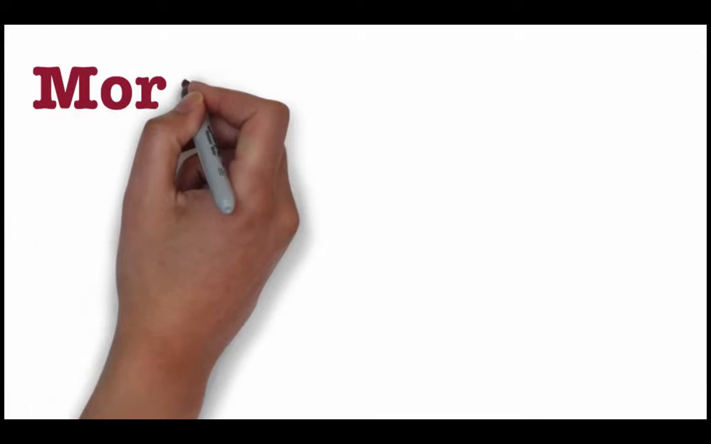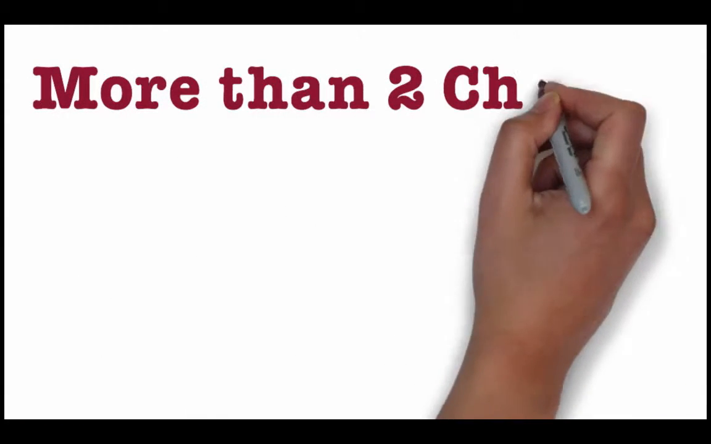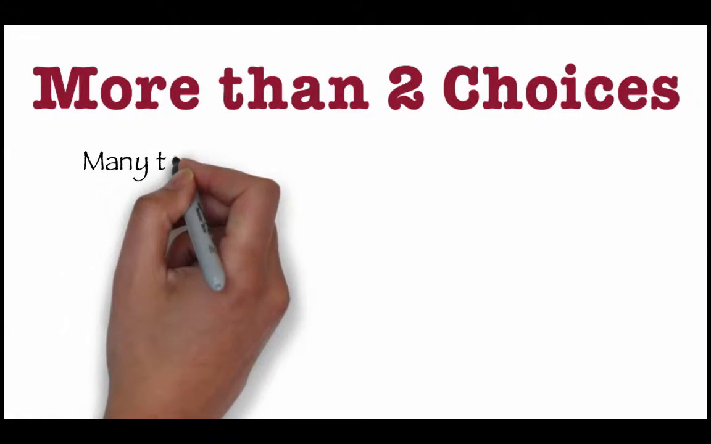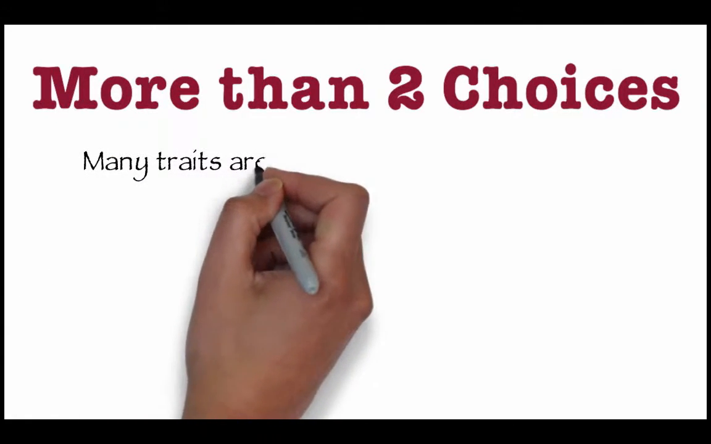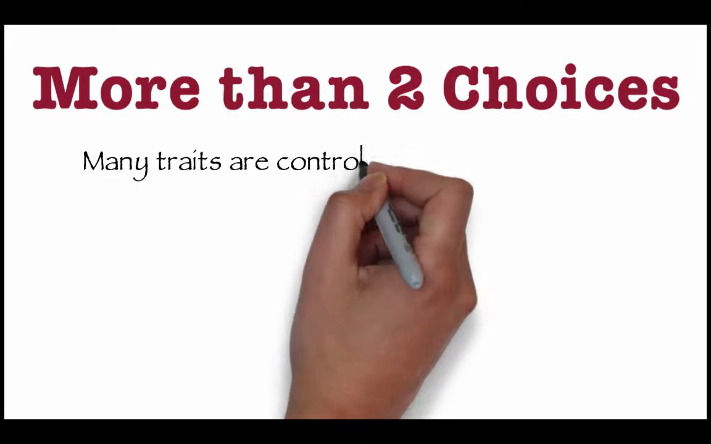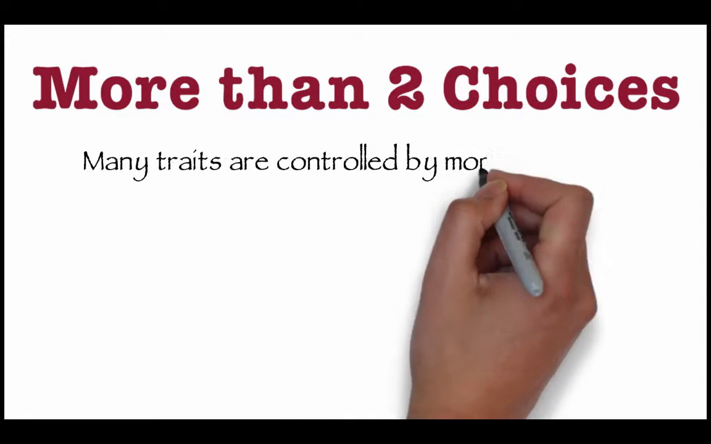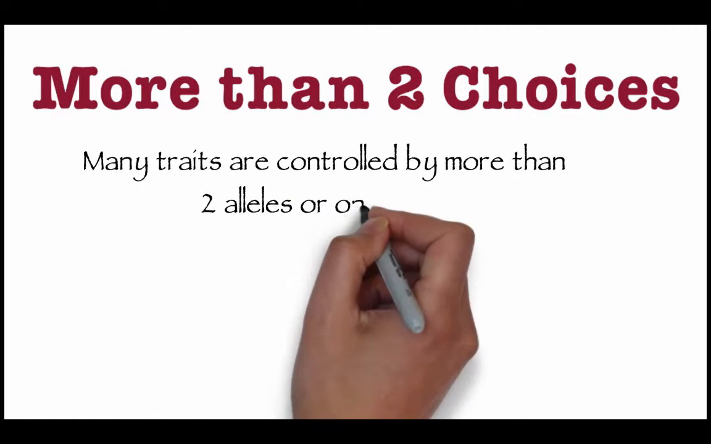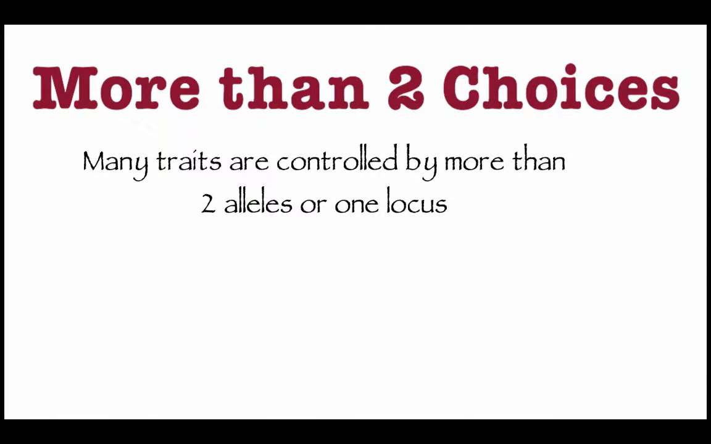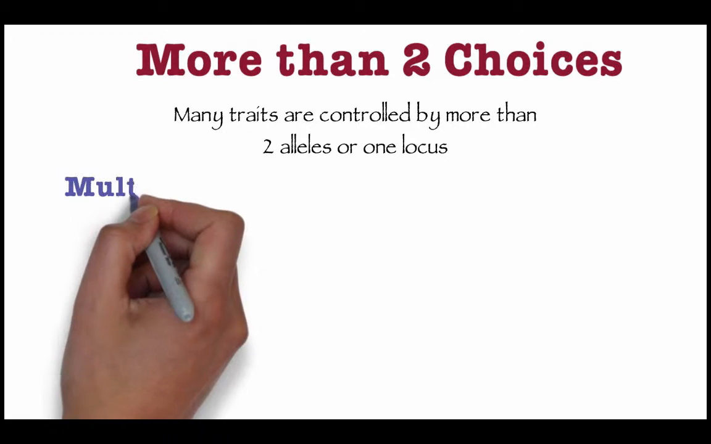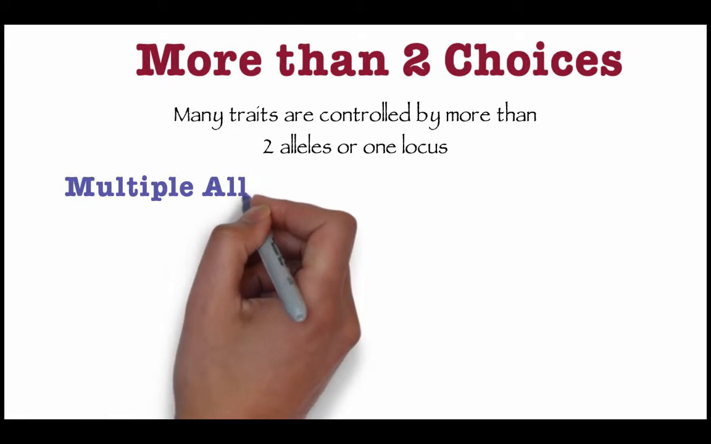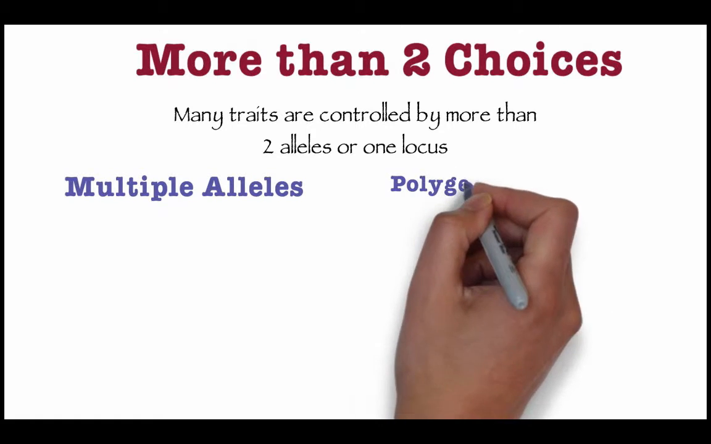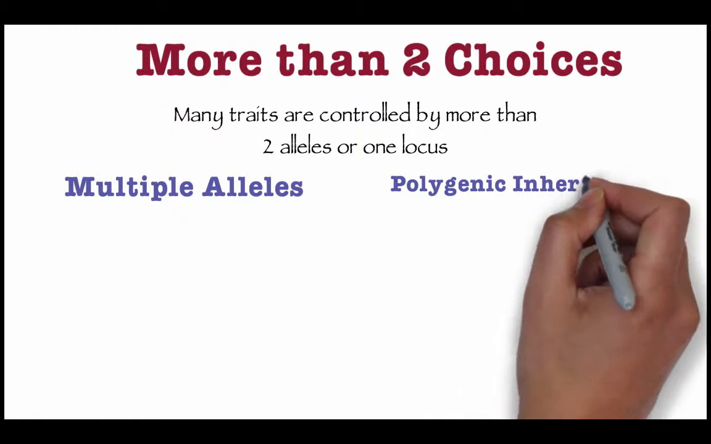Another way that Mendel's results are varied is when there are more than two alleles for a trait. This can occur in two ways. First, if the gene locus has more than two possible alleles for the trait, and second, if there's more than one gene that controls the inheritance of that trait. The first case is called multiple alleles. More than one gene is known as polygenic inheritance.